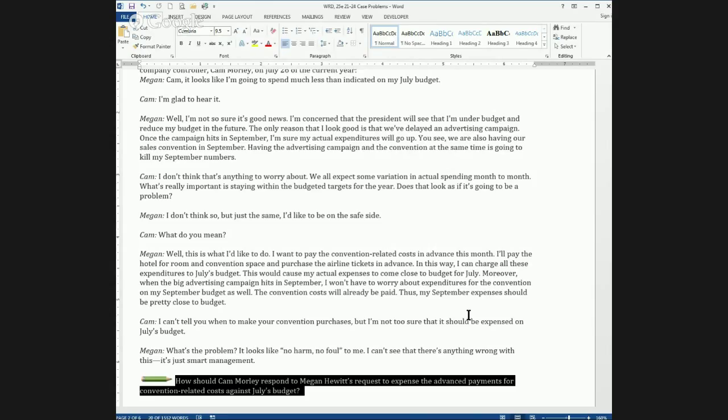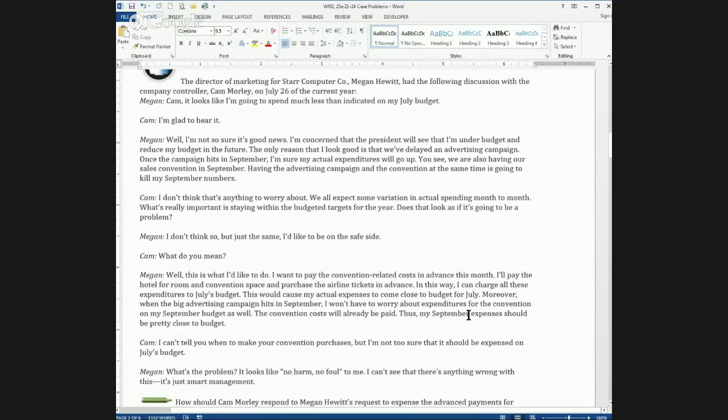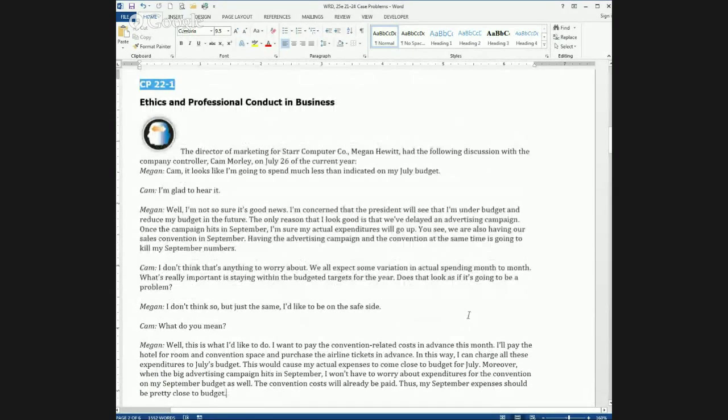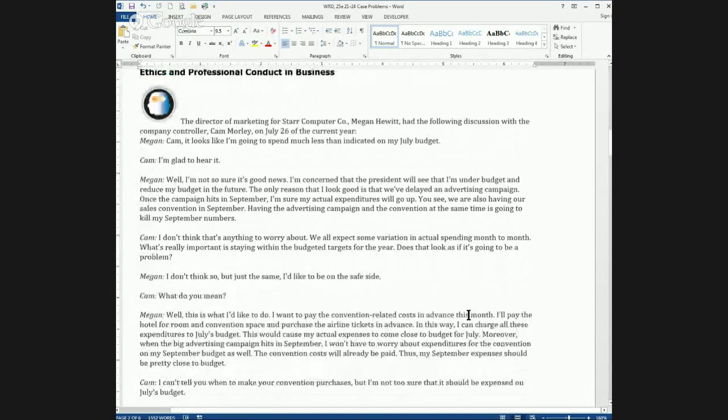What type of information would it give to senior management if some of the costs were prepaid just to meet the budget? Is that a good thing for management to know? Is it a bad thing for management? Or is it a bad thing for Cam Morley to do? Or is it irrelevant? Okay, that is the case that you have with the ethics and professional conduct for 22.1.